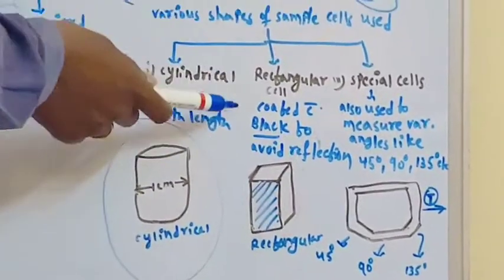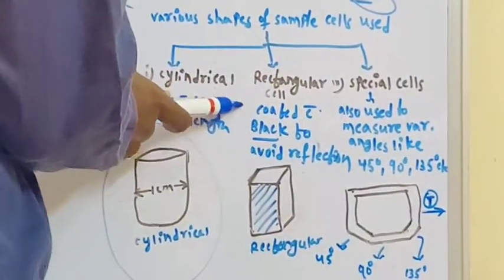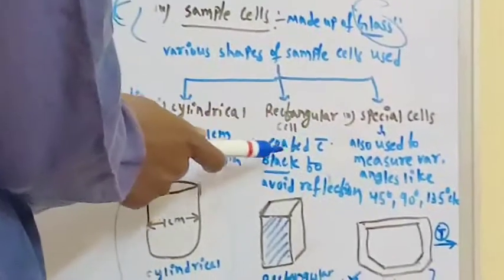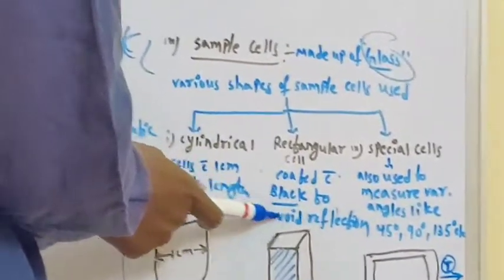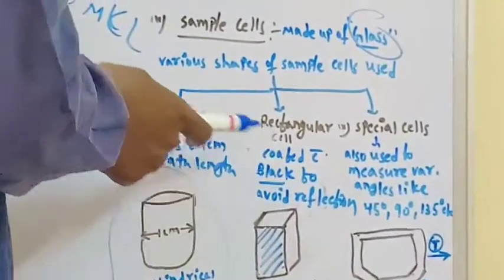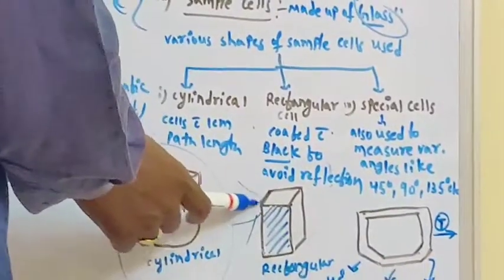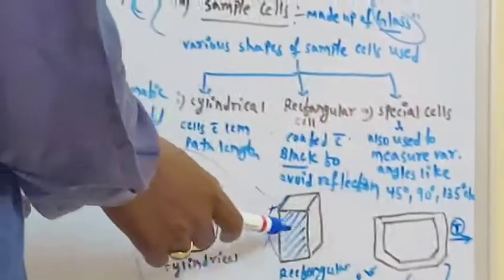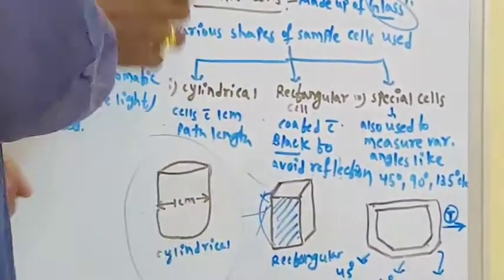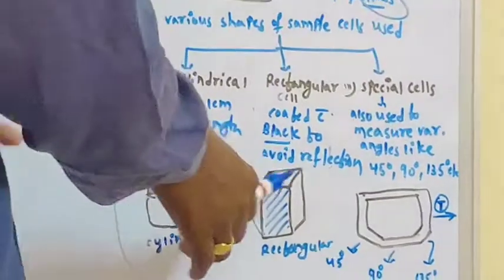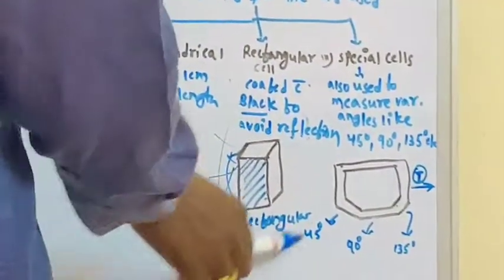Then rectangular cells. These rectangular cells are coated with black to avoid reflection. Since it is coated with a black material, it will prevent the reflection of light from the sample. So that is the way. This is the rectangular cell.